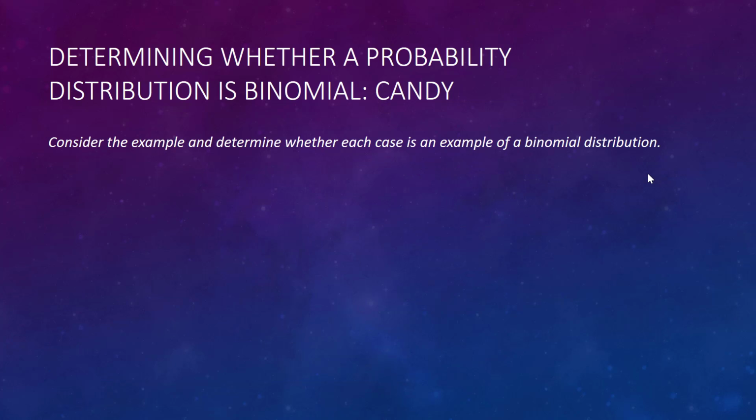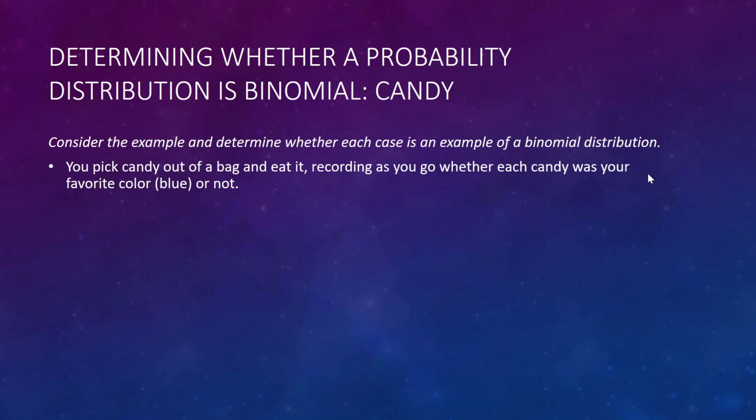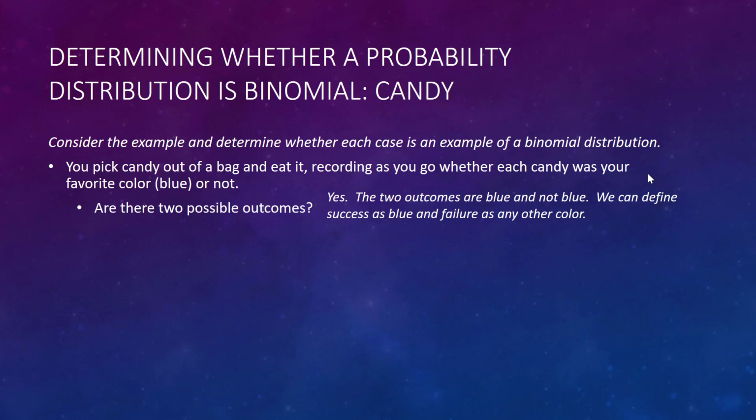Candy. You pick candy out of a bag and eat it, recording as you go whether each candy was your favorite color, which is blue, or not. Are there 2 possible outcomes? So yes, because you are dividing all the different colors, we're assuming there's probably more than 2 colors of candy in the bag, into 2 groups, which are blue, your favorite color, and some other color, not blue. So we'll call blue success and failure as any other color.